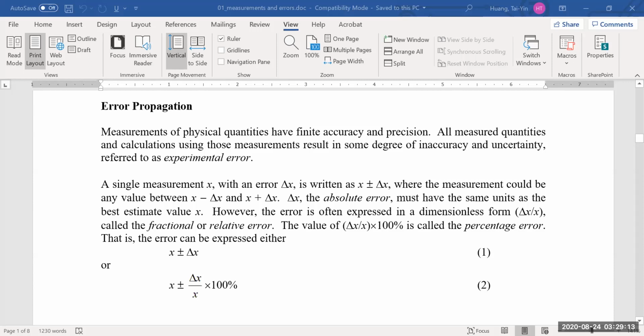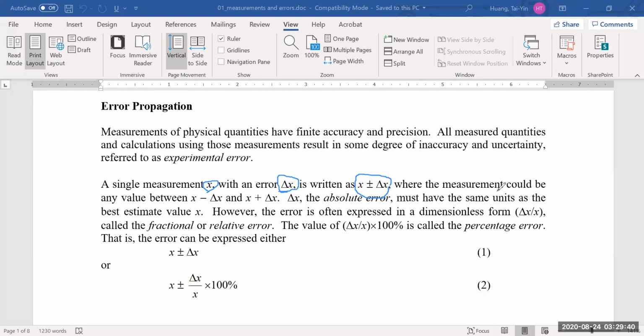So this is the second focus of this experiment. When you take a measurement, we call that a single measurement. You measure x, and it has the error delta x. You would usually express the uncertainty of the measurement as x plus or minus delta x, and delta x, of course, indicates the uncertainty, the range where the measurement could be.